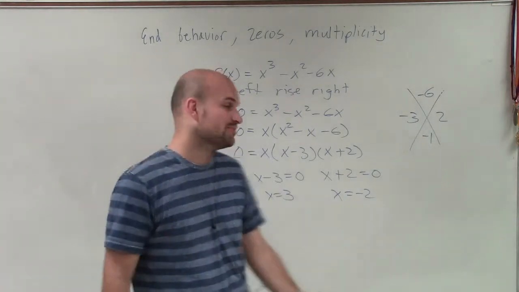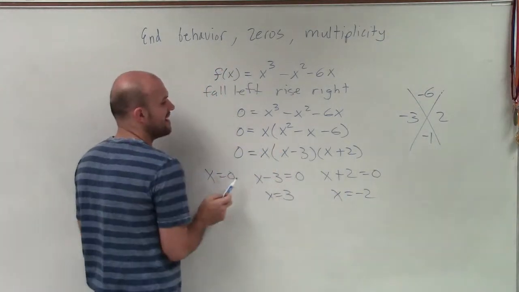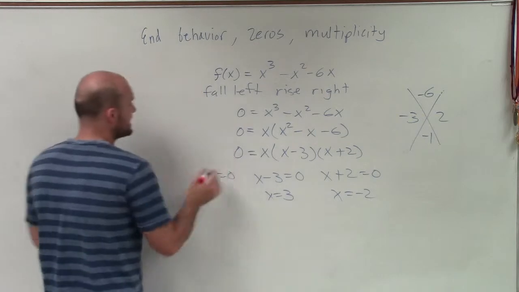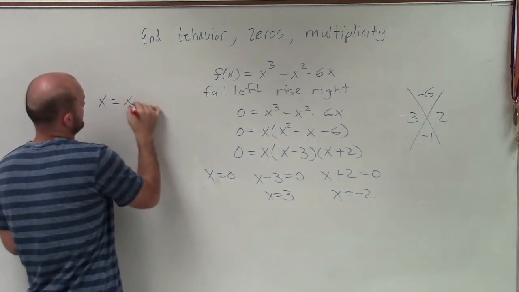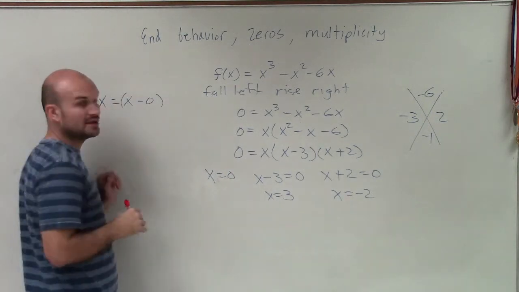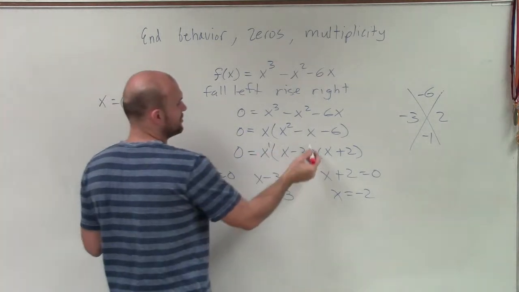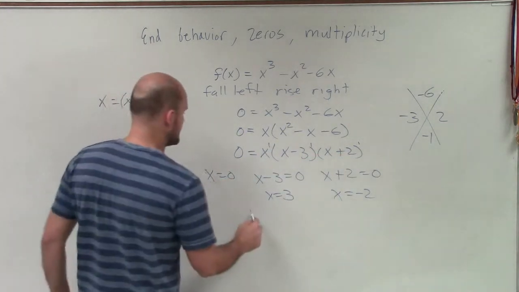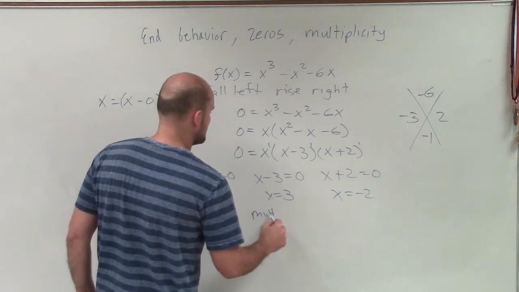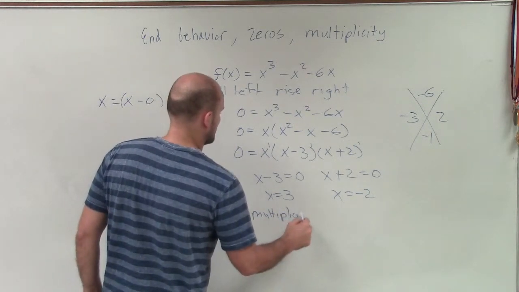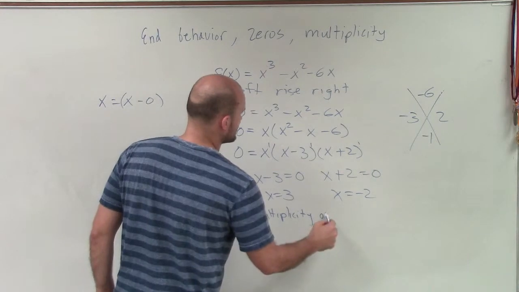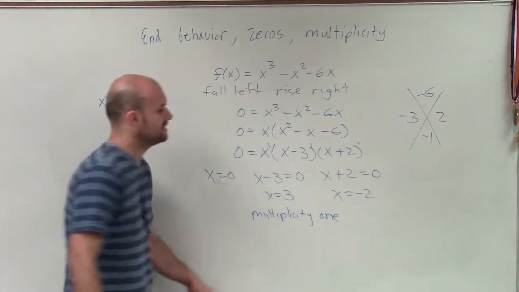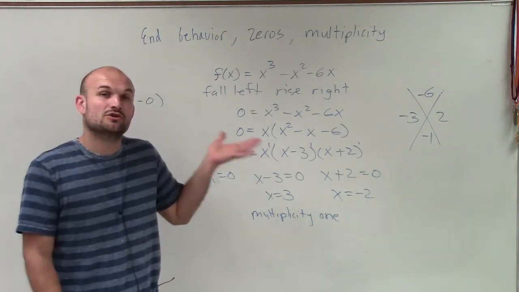So to determine the multiplicity, I need to go back and look at the factors. I can write x as x minus 0 if I wanted to put it in parentheses. But we notice that the exponent of each one of our factors is going to be 1. So therefore, each one of these zeros has a multiplicity of 1, which is odd. So therefore, we know that at each one of these zeros, our graph is going to cross at the 0.